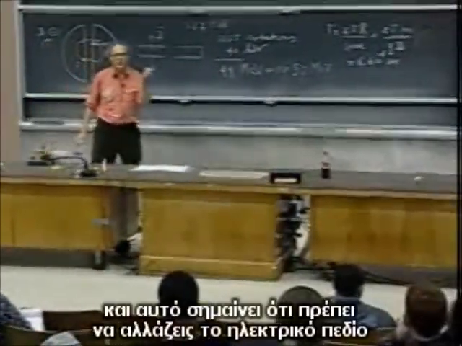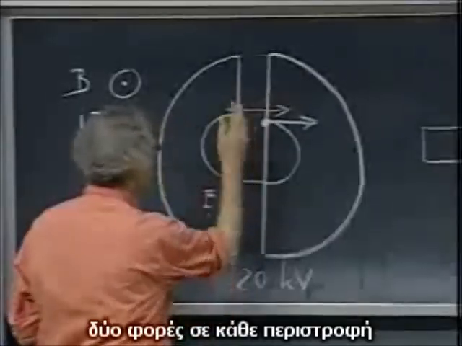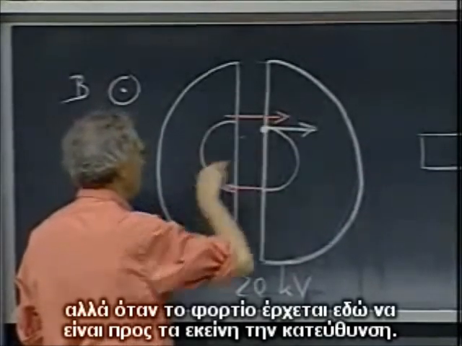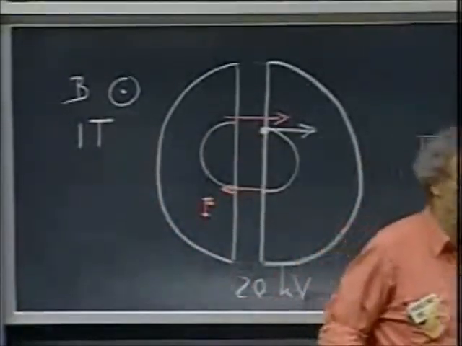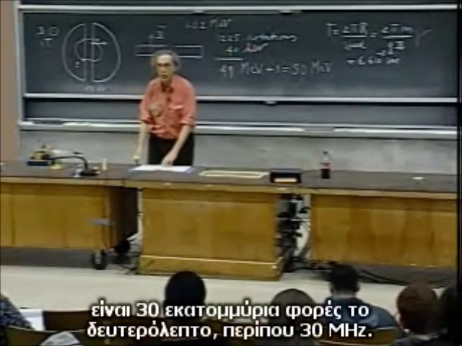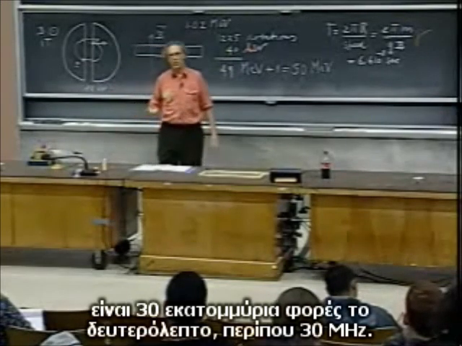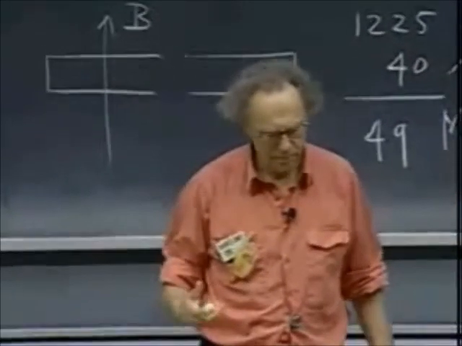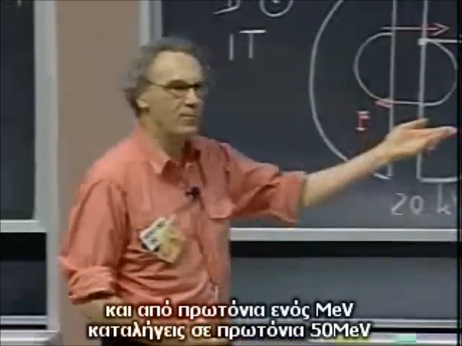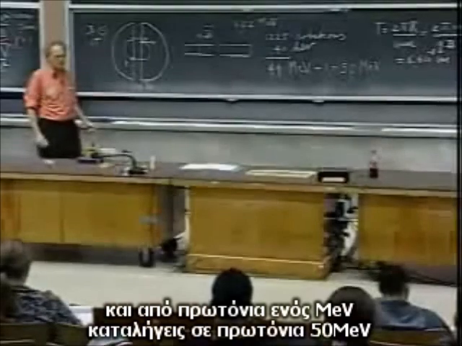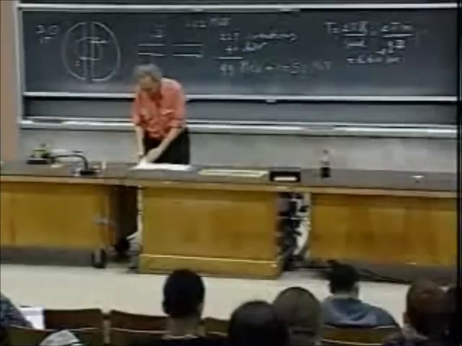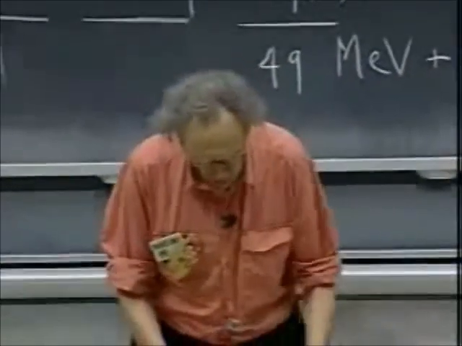And that means you have to switch this field twice per full rotation. Make sure that the E field is in this direction, but when the proton comes here, the E field has to be in that direction. And so the switching frequency, which can easily be calculated, becomes about 30 million times per second, about 30 megahertz. And all of that takes place in 80 microseconds, and you create 1 MeV protons, you turn them into 50 MeV protons. A mind-boggling concept, but it works. Quite remarkable.